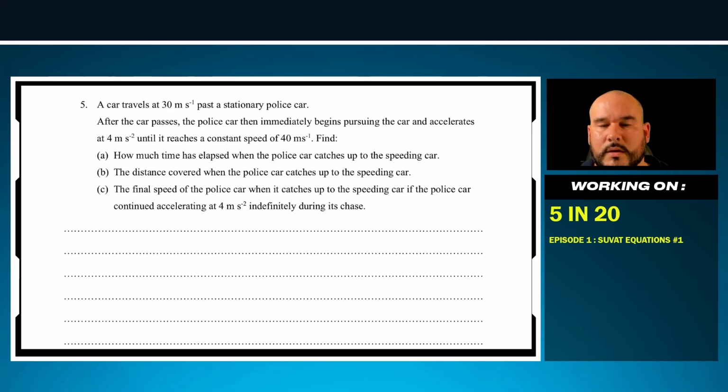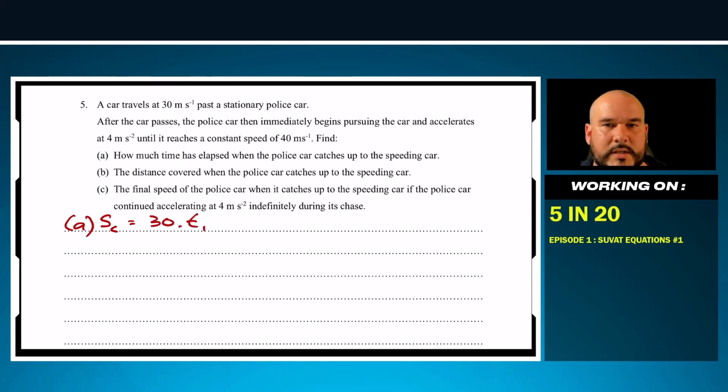So we need to come up with expressions for displacement for both the car, the naughty boy car, and also the police car. Our displacement for the regular car: it's 30 meters per second and doesn't accelerate, so distance is speed times time. So it's 30 meters per second for a certain time interval t1.